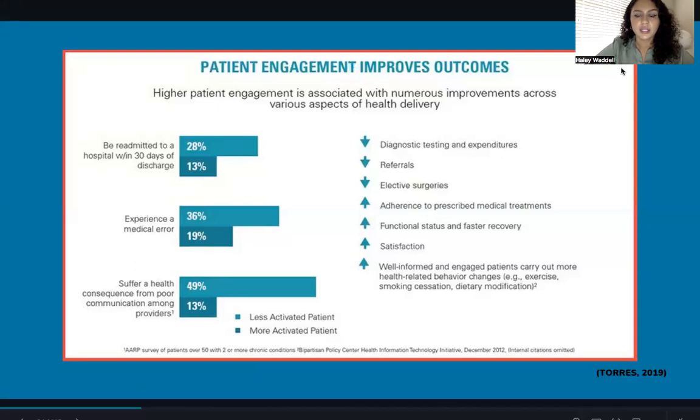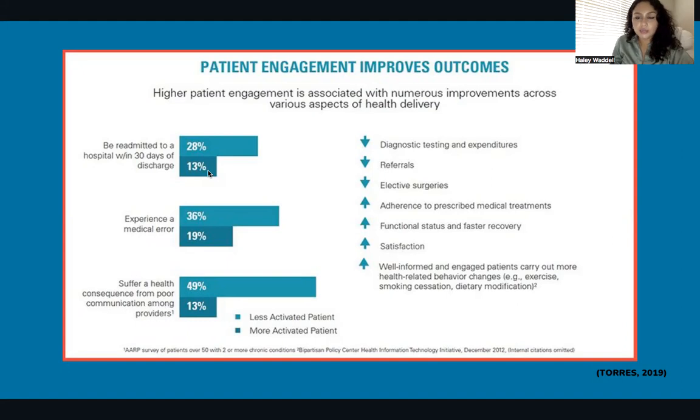Engagement improves outcomes. Higher patient engagement is associated with numerous improvements across various aspects of health delivery. So you can see on the left here some percentage statistics. This is the less activated or less engaged patient, and then the darker blue is the more activated or engaged patient. So, in terms of being readmitted to a hospital within 30 days of discharge, you see that the less engaged patients are 28% likely to be readmitted within 30 days.